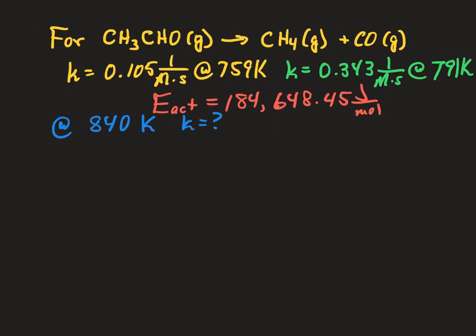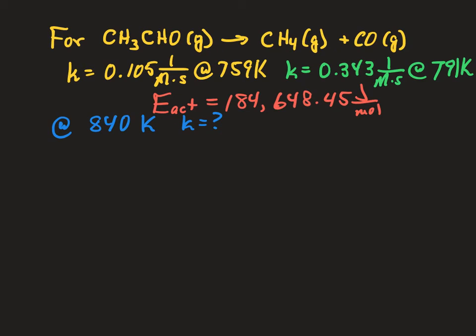We're still working with that same reaction, acetaldehyde decomposing to form methane and carbon monoxide. We've determined the activation energy, and what I've written down there is the unrounded result. And so the next question is, now that we know the activation energy, what would be the value of our rate constant K at a third temperature, 840 K? This is another form of a two-point Arrhenius equation problem.